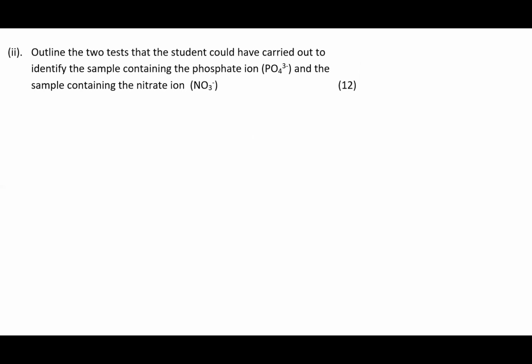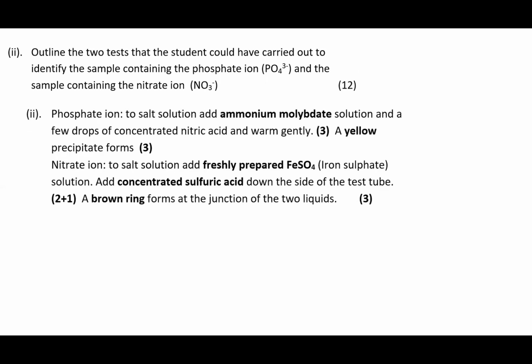Okay. Outline the 2 tests that the student could have carried out to identify the sample containing the phosphate ion and the sample containing the nitrate ion. So for the phosphate ion, you have ammonium molybdate, and a yellow precipitate forms. So you can see how you get your 3 marks there by mentioning ammonium molybdate and yellow color.